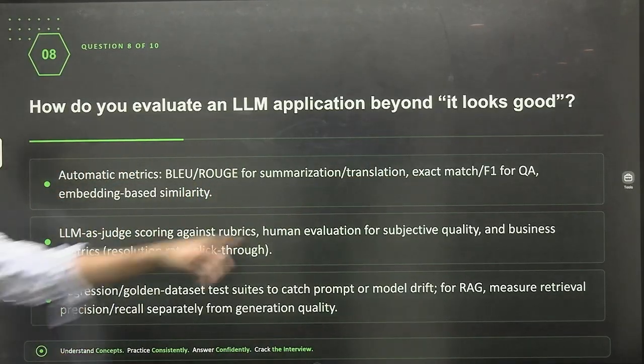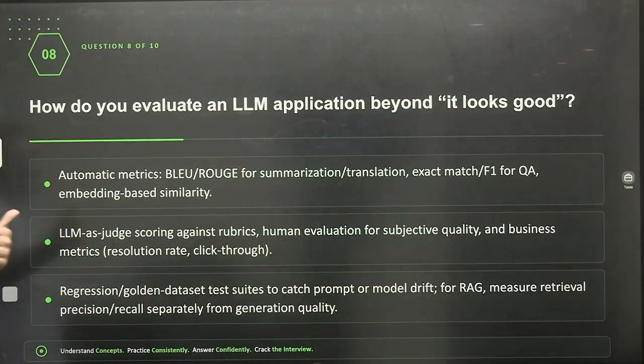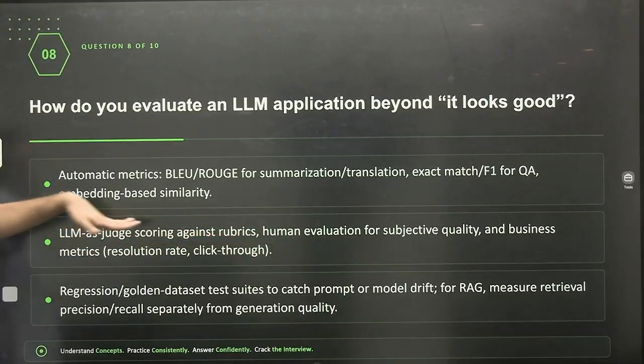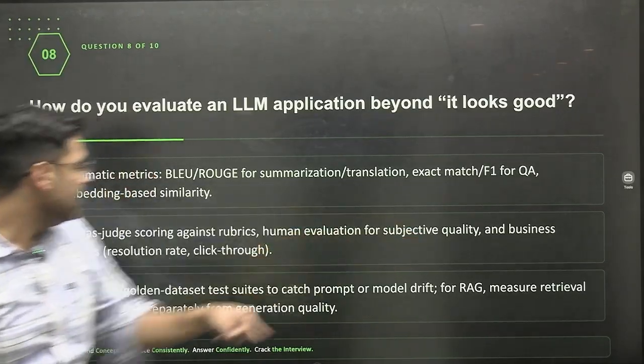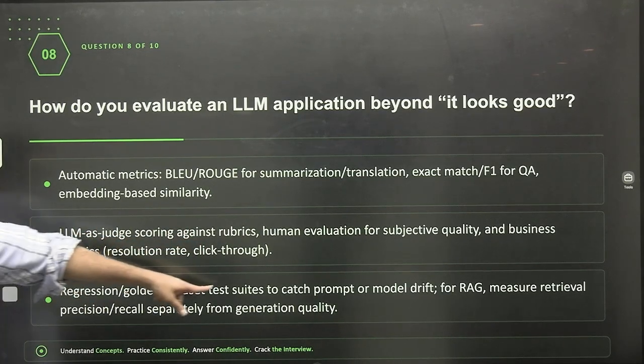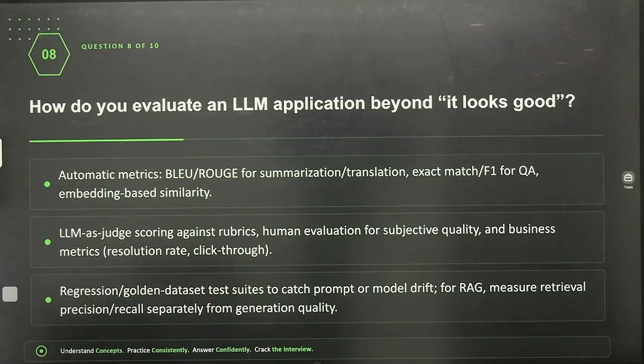F1 score, that is F1 score, okay, for embedding based similarity. Then LLM as judge scoring against rubrics, and human evaluation for subjective quality. So generally human evaluation is done for subjective quality and business metrics. Okay, business metrics, we have resolution rate and click through. Okay, and regression and golden dataset suites to catch prompt or model drift. Okay, and for RAG, we can measure retrieval precision and recall separately from generation quality.